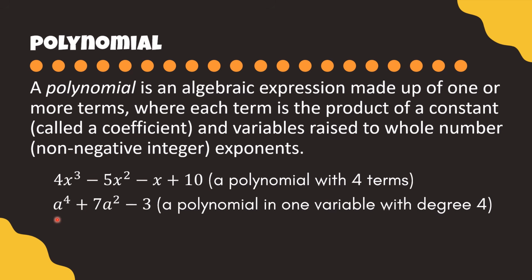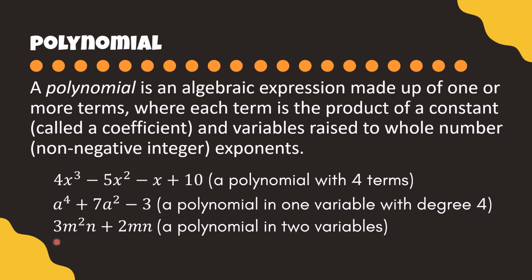Next, a raised to 4 plus 7a squared minus 3. This is an example of a polynomial in one variable with degree of 4. The degree of 4 since the highest exponent is 4. It is also labeled as one variable since the variable we have is only letter a.